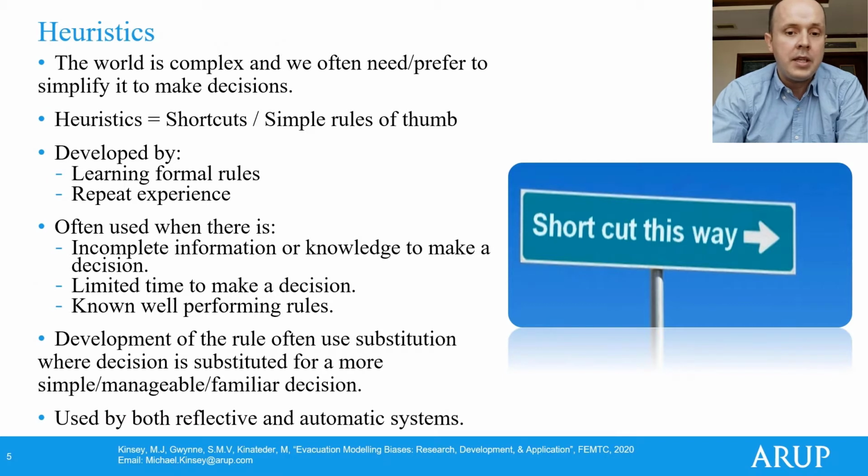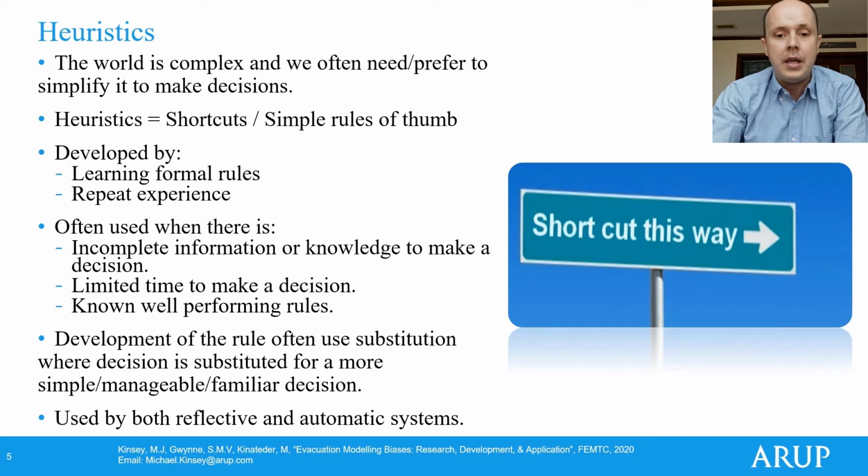Now, typically we do this when we have incomplete information, or we have incomplete knowledge or limited time, or we have known performing rules. And this occurs through substitution. So to give an example, if I were to ask you, how happy are you with your life at the moment?